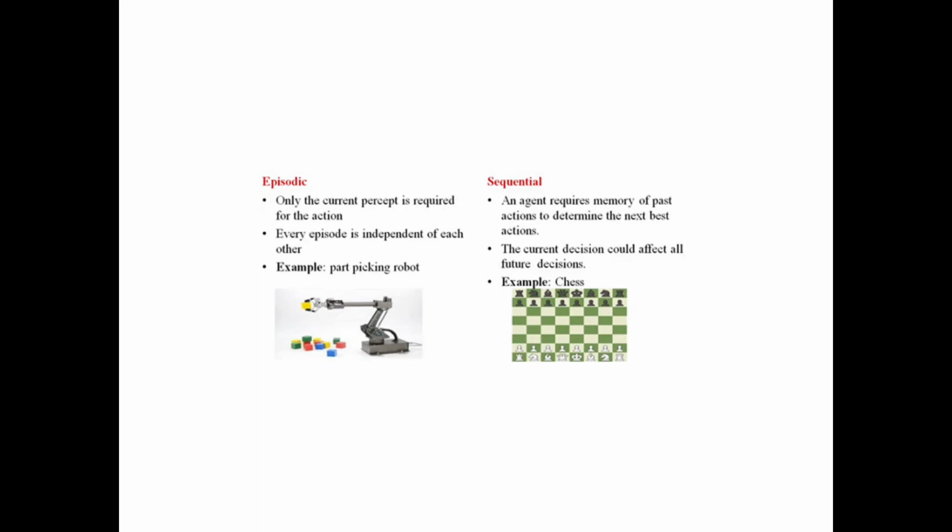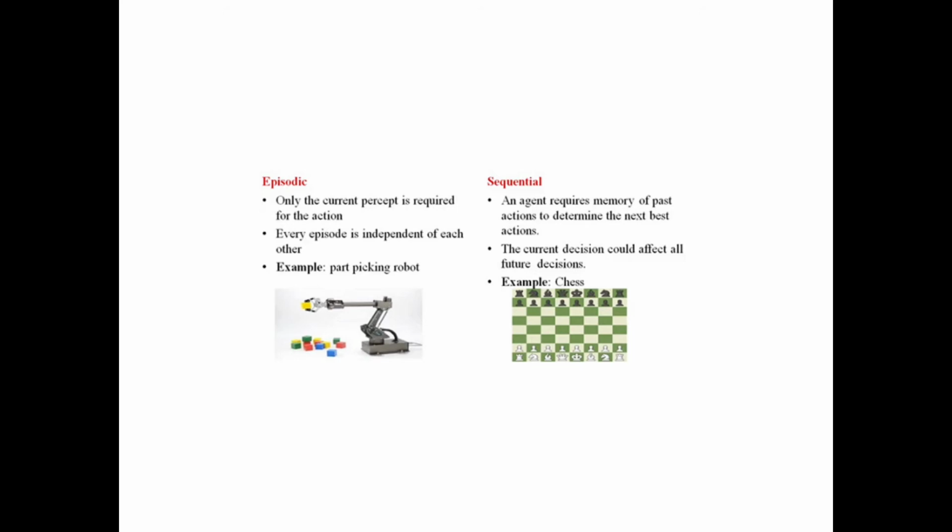Like that. In the sequential case, we will consider the chess game. The chess game is fully observable. In the sequential case, an agent requires memory of past actions.